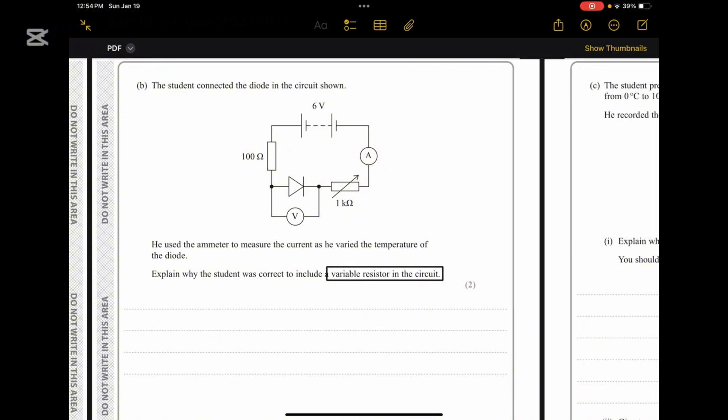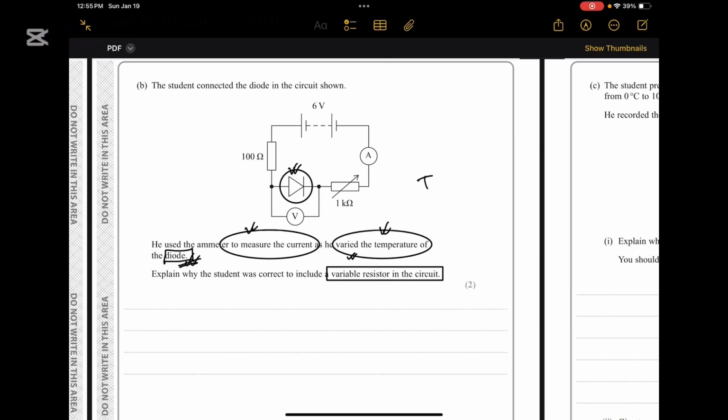First of all, what we can see in the question is the student connected a diode in the circuit. Here is the diode. So what is this diode doing? The student connected the diode and then varied the temperature to measure the current. This is the first thing. When the temperature of the diode changes, he is varying the temperature, right? So varying the temperature means the temperature of this diode will change.